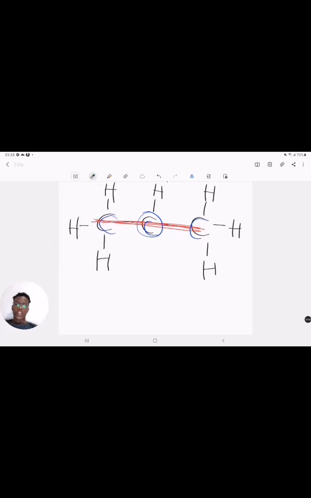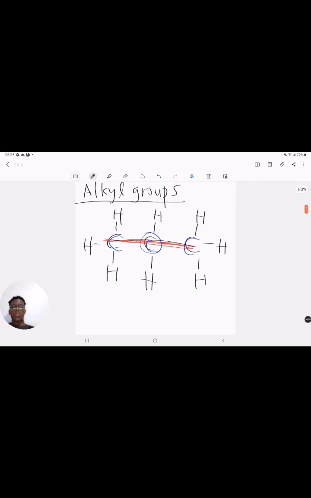If this was an alkene, this is what you would have, and then therefore you still have the parent chain, but you don't have an alkyl group. Why don't you have an alkyl group? Because you don't have a branch that consists of a hydrocarbon. Okay, now that's what alkyl groups are.